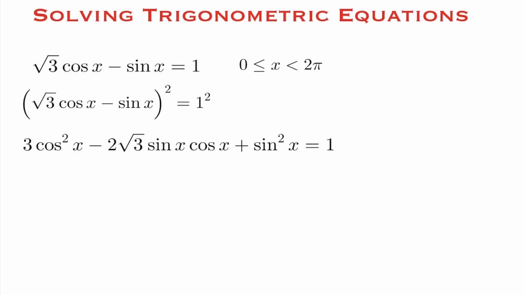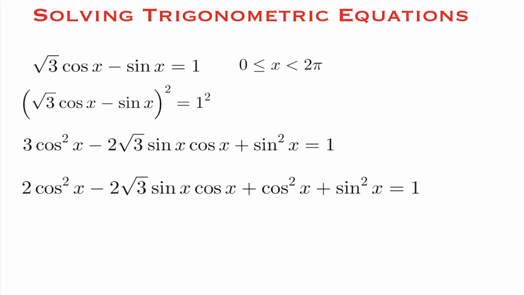Squaring both sides, we get: 3 cos squared x minus 2 root 3 sin x cos x plus sin squared x. Now, we're still looking to factor something out, but I don't have that going on here. What I'm going to do, though, is make the observation. I have 3 of these cos squared x's. I can take apart one of them, leaving me with 2 of these, and I can combine that with a sin squared x to give me 1. Let's rewrite that and take a look.